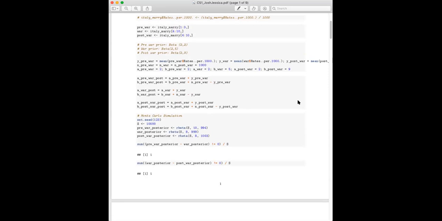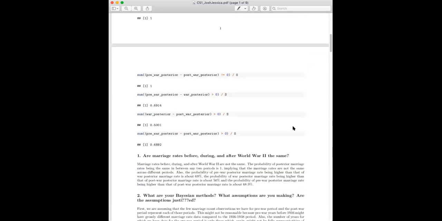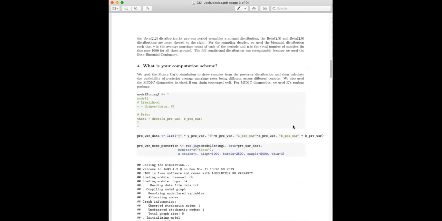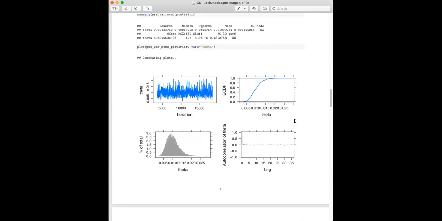So then we estimated our posterior distributions using beta posteriors. And then based off of these posteriors, we use the MCMC. We run JAGS to get the MCMC diagnostics. So they're down here, I guess.